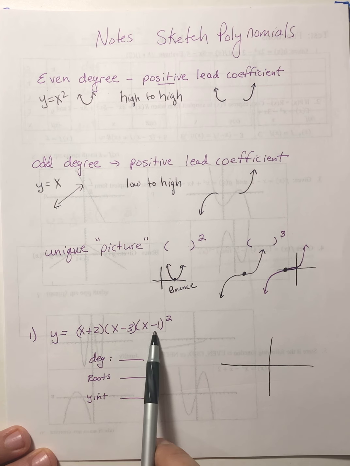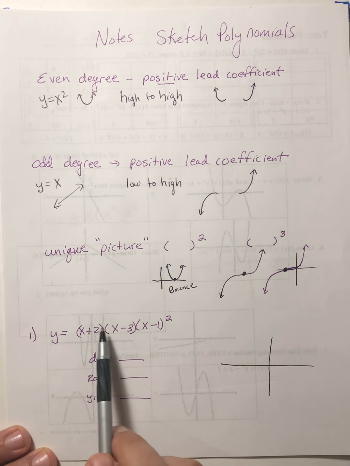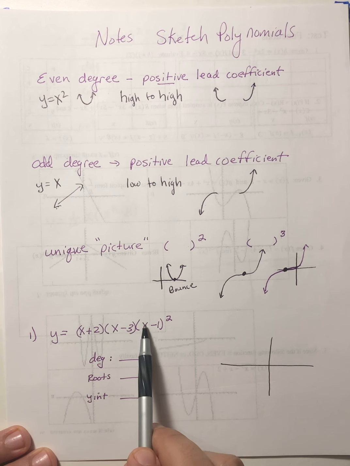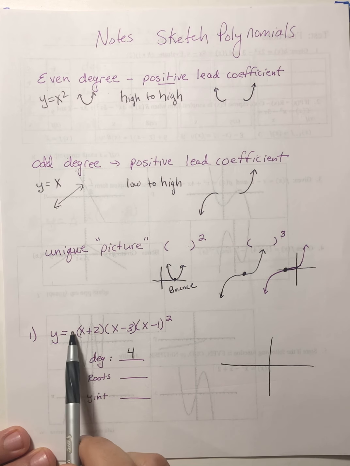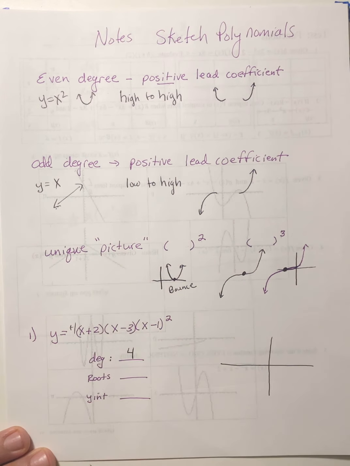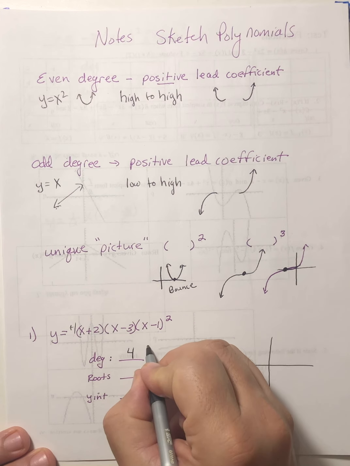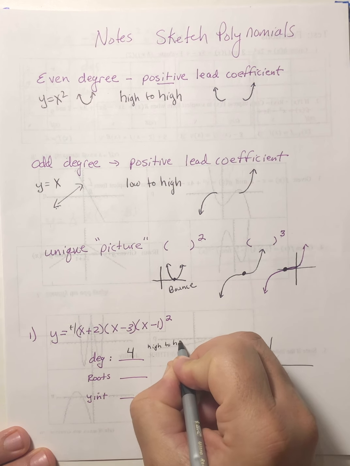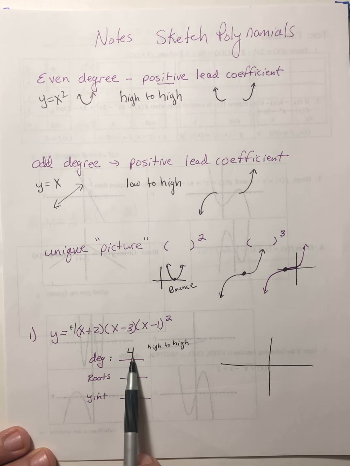So here's my first equation. Notice I put them in factored form. We have to know what the degree is. Remember, the degree is the largest exponent after you multiply all your x's together. So this is an x times x squared, so that's a fourth degree equation. Also notice the lead coefficient here is positive 1. You have a positive 1 here in front. So this is going to go high to high, because it's a positive lead and it's a degree 4.